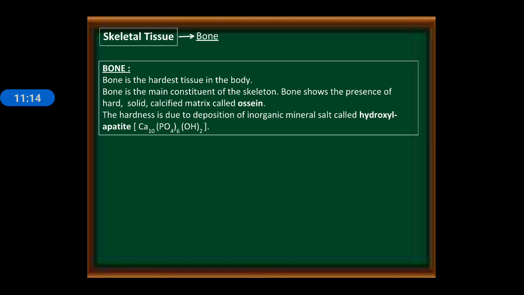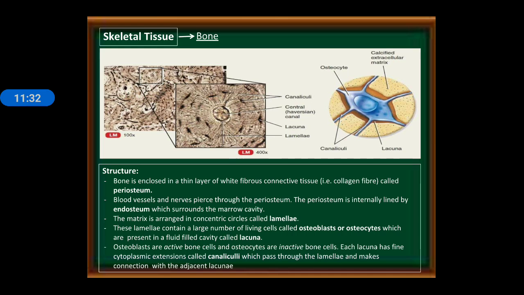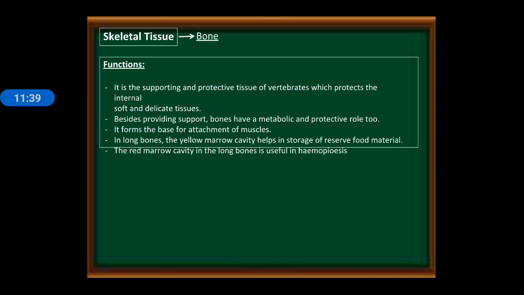Next is bone. Bone is the hardest connective tissue, and it is mainly the main constituent of our skeletal system. Bone shows the presence of a hard, solid, calcified matrix. The hardness is due to the deposition of inorganic mineral salt called hydroxyapatite. This is the structure of a bone. Now the function of bone: it is a supporting and protective tissue of vertebrates.